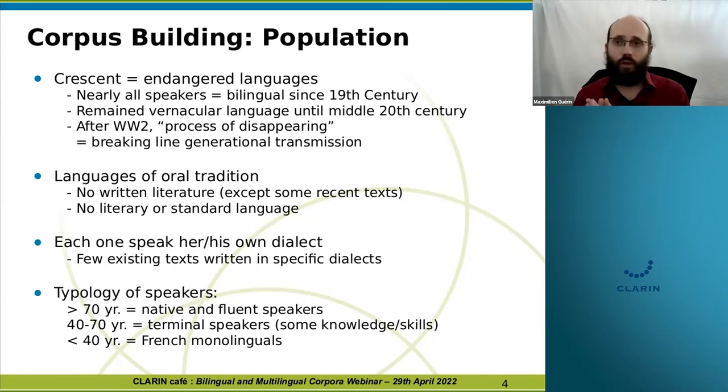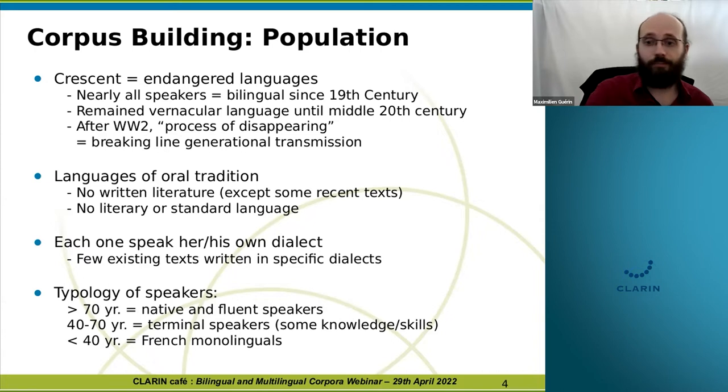After the Second World War, the speakers stopped transmitting the languages, the varieties, to the next generation for some reasons. I have no time to explain that, but the result is that now the native and fluent speakers are all over 70 years old. The speakers between 40 and 70 years old are terminal speakers. They have some knowledge, some skills, but they are not fluent. And all inhabitants under 40 years old are French monolinguals, in fact.